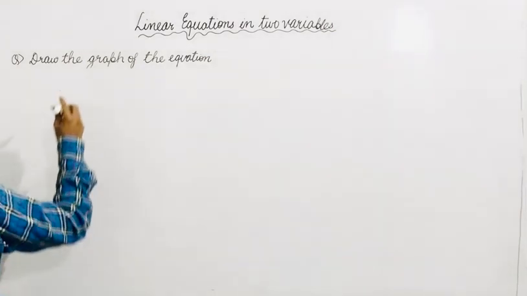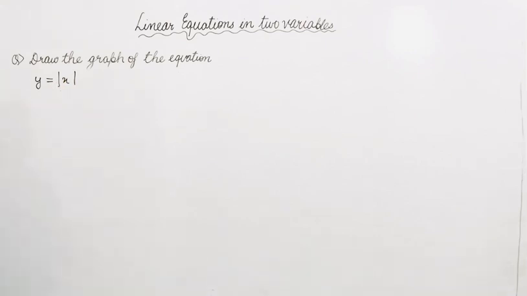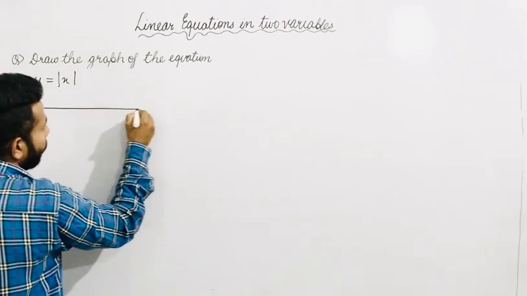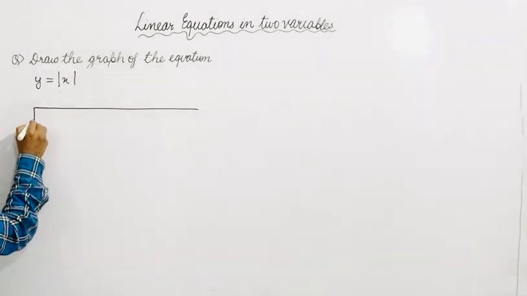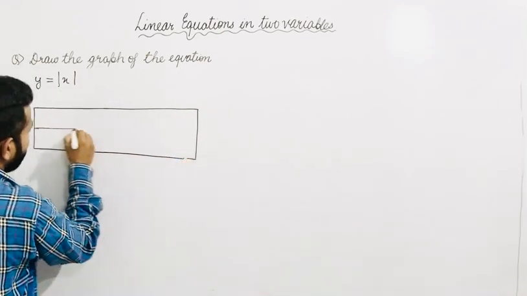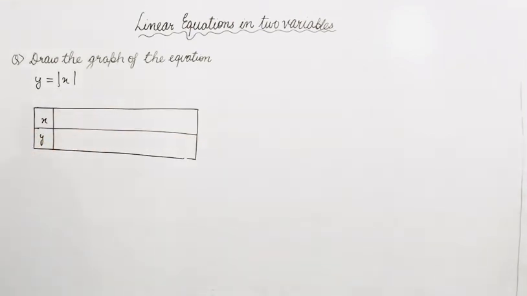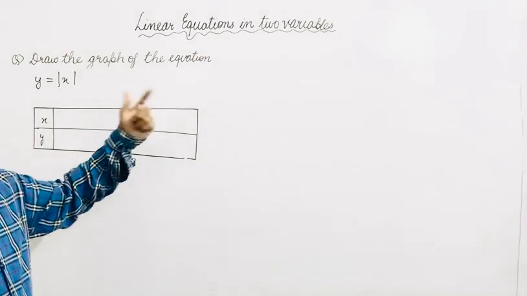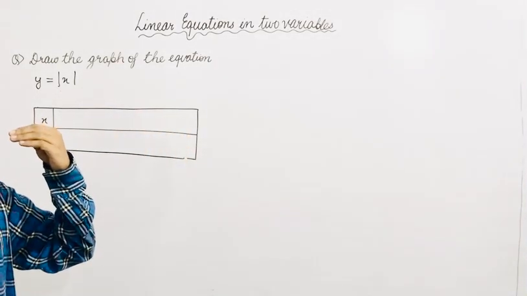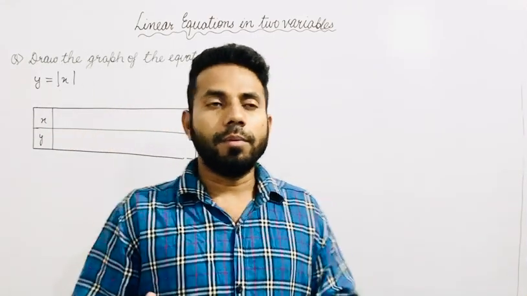Now, draw the graph of the equation y equals mod x. What does y equals mod x mean? Let us understand it with a table. It is x, it is y. So whatever value you take in mod, when you bring it out of the mod, it will become positive. Either you take a negative value inside the mod or a positive value inside the mod, when you bring it out, it will become positive.